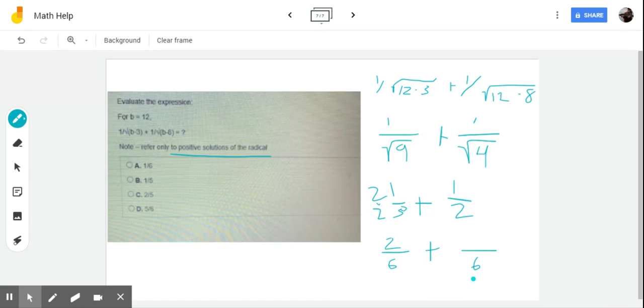Now we need to do the same thing. 2 times 3 gave us 6. So we need to multiply the numerator by 3 as well. So now we have the same denominators, and we can add our numerators now. So 2 plus 3 gives us 5. Denominator stays the same as 6. And that is option D.